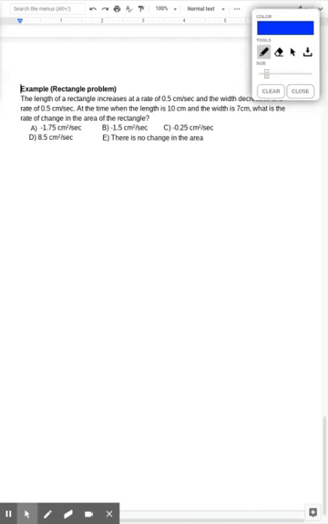Alright, this is the rectangle problem. So the length of a rectangle, I'm going to go ahead and draw a rectangle here, increases at a rate of 0.5 centimeters per second, and the width decreases at a rate of 0.5 centimeters per second. So let's go ahead and call this the length, and this one the width.